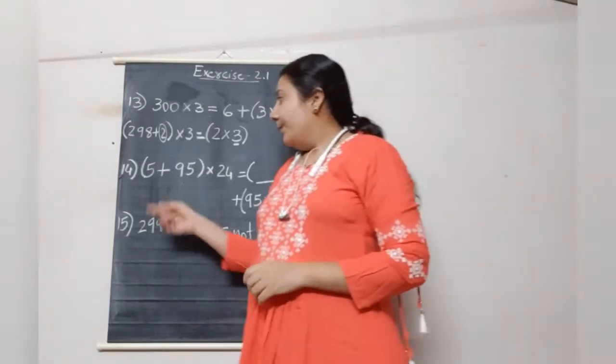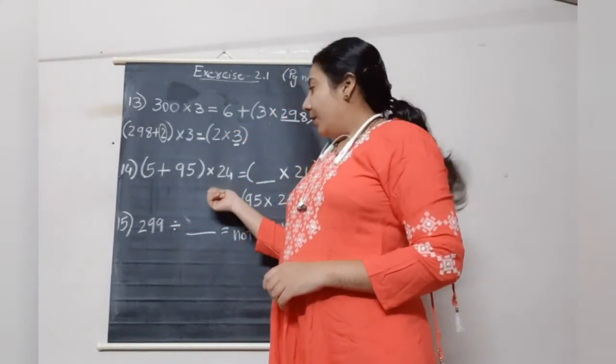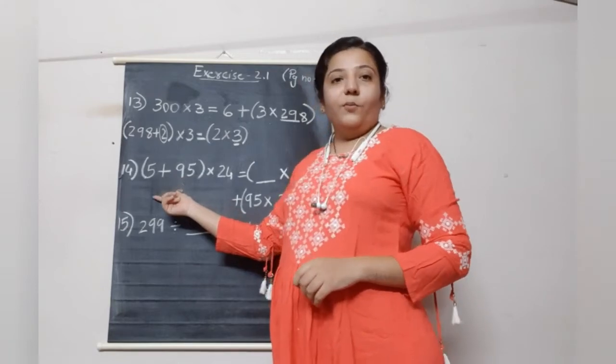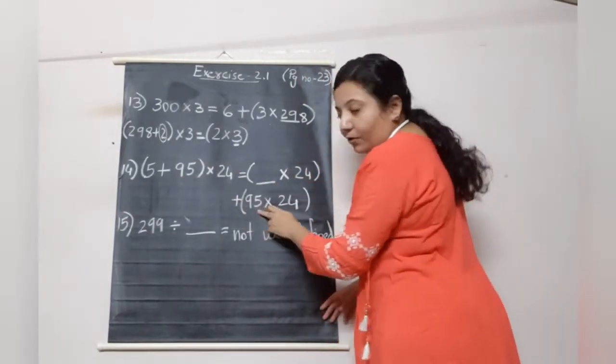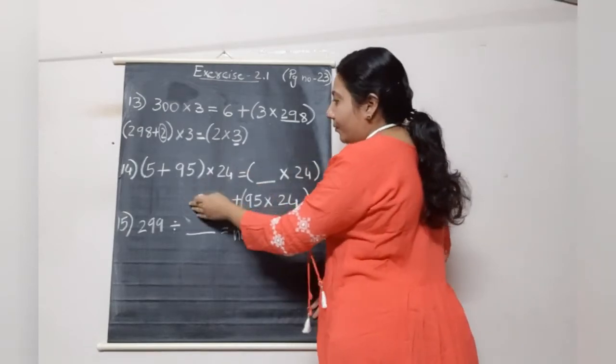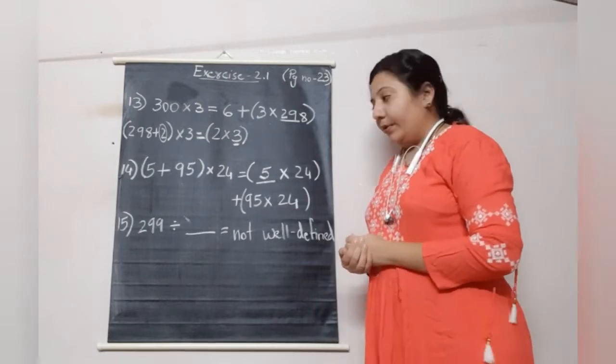Now next one, 5 plus 95 multiply 24. This 24 we are going to distribute to both the numbers. So 24 multiplied by 95 they have already done. What we have to do? What is remaining? 5. So 5 into 24.